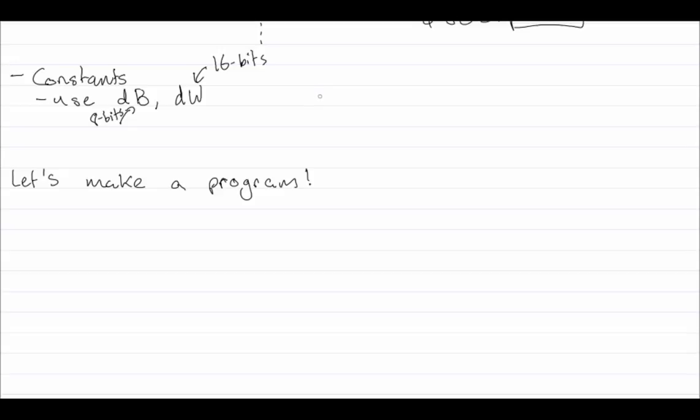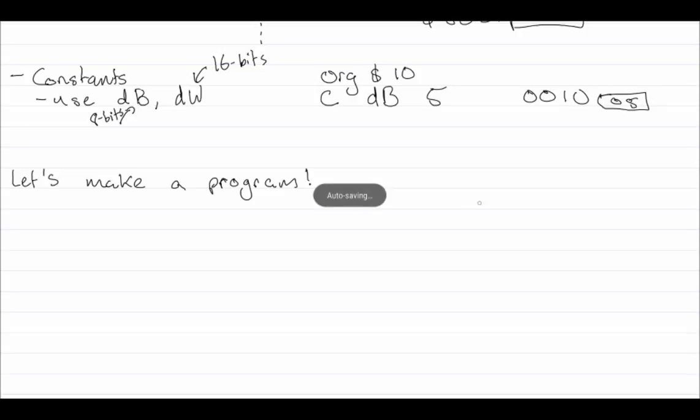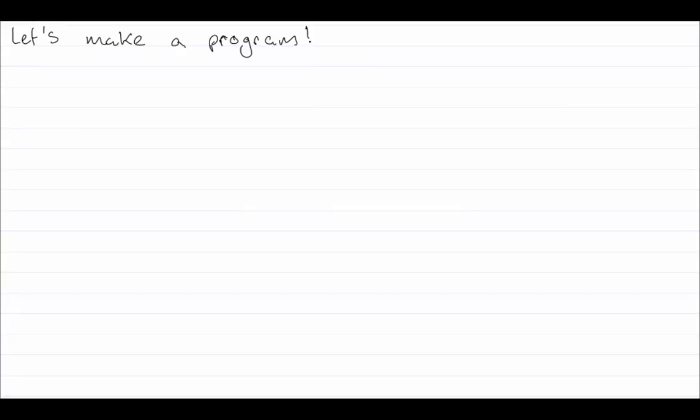So say we wanted to define the constant C. To do that, we'd have to write C dB and then whatever value we want. So 5. Say we organize this at memory location 10, then at memory location 10, this will now store 05. As this is a decimal number, it will also get converted into hexadecimal.